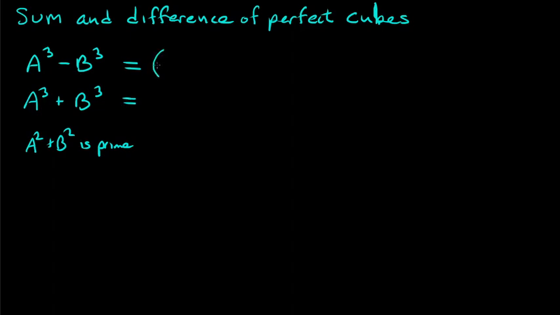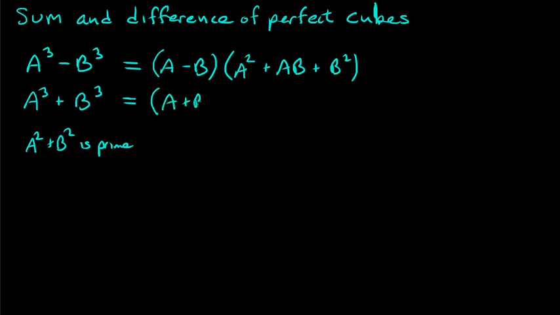So a cubed minus b cubed is going to be a minus b. That's the easy part. The hard part, the next factor, is actually a trinomial. It's a squared plus ab plus b squared. So what about a cubed plus b cubed? It's not prime. It's a plus b times a squared minus ab plus b squared.